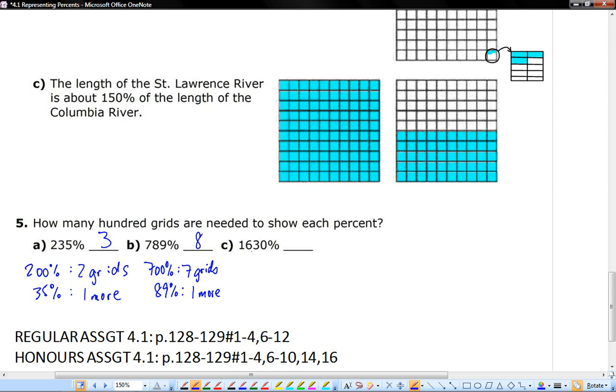And finally, for 1,630%, you would need, for the 1,600%, that's 16 full grids. And for the 30%, you need 1 more. And so that's a total of 17 grids. So that's the end of the lesson.